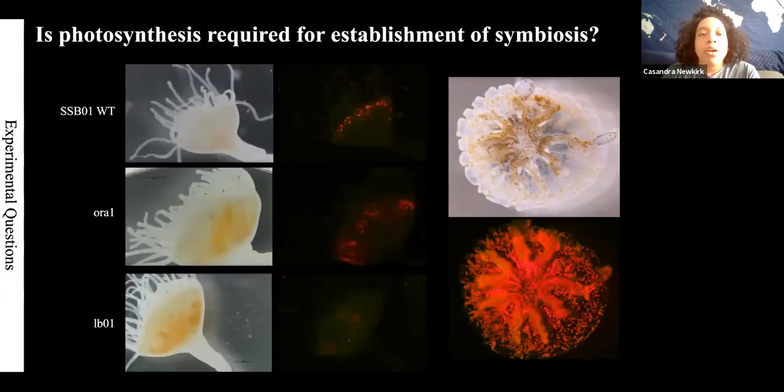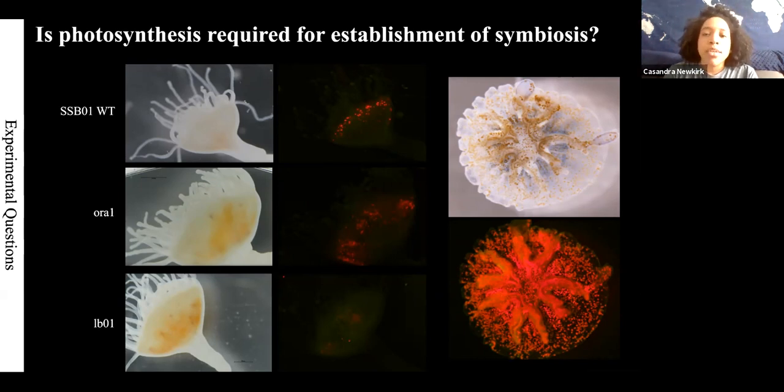Okay, so one of the questions that we wanted to answer, now that we have a lot of these mutants that are deficient in photosynthesis, is whether photosynthesis is required for the establishment of symbiosis in Cnidarians. Like I said, in Cassiopeia, these partners actually have to meet in the water column. The planula do not come out with symbionts. They have to acquire them from the water column. So we wanted to know if the photosynthetic function of the algae is one of the signals that go into establishing this partnership.